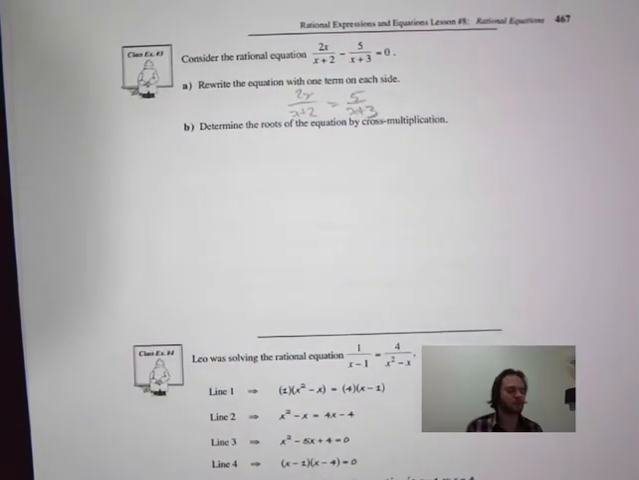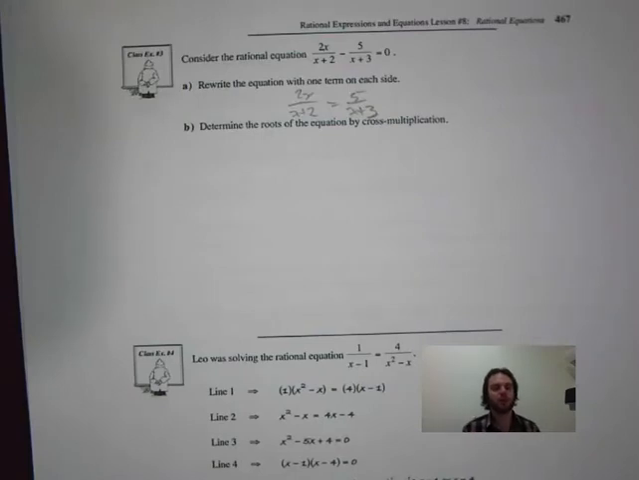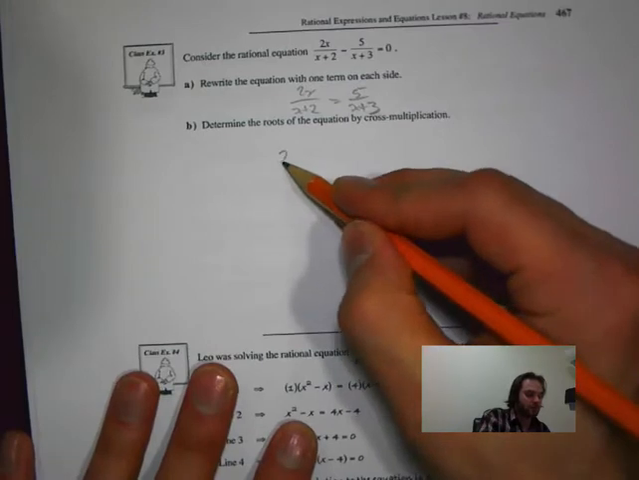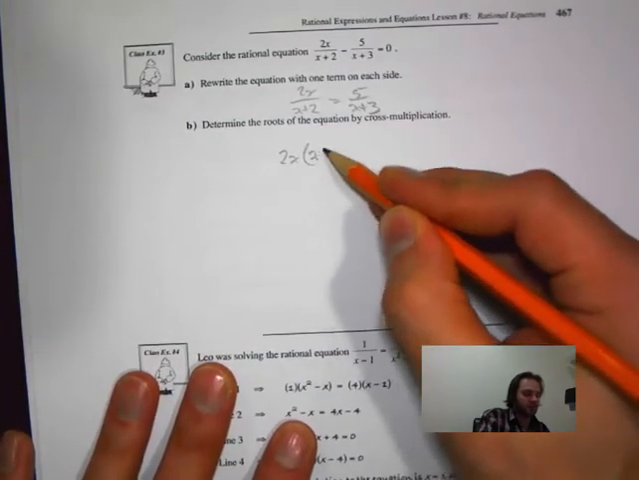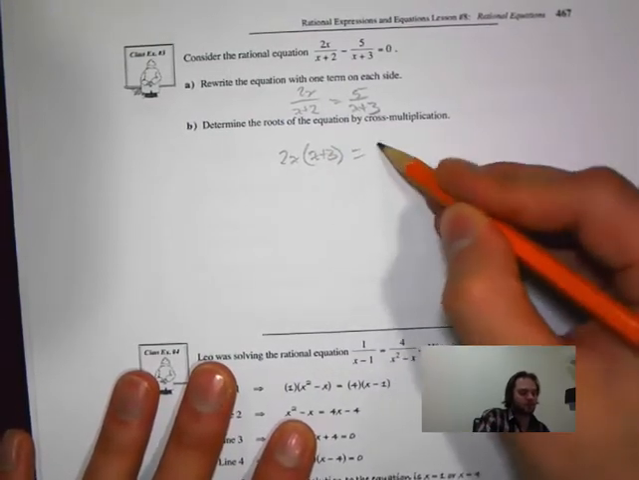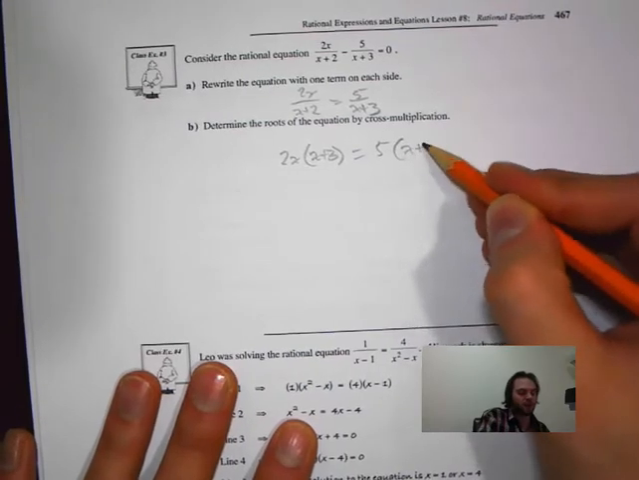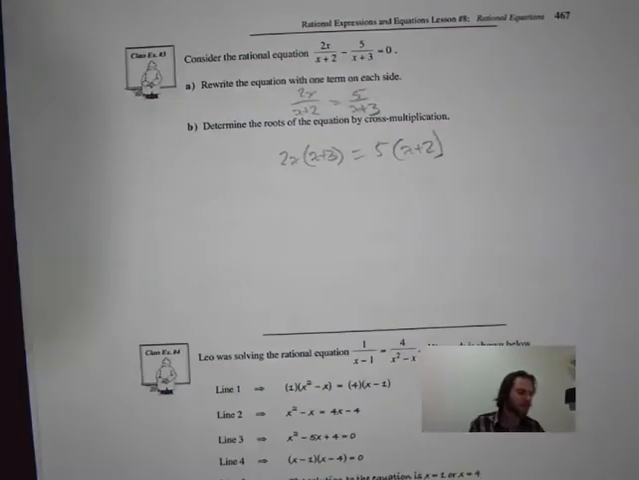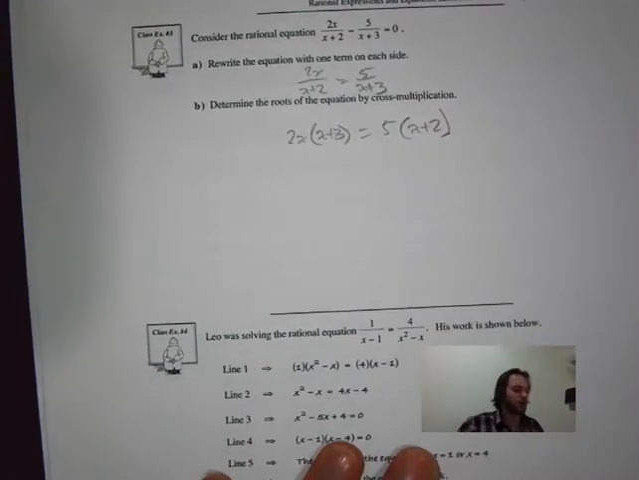Now it says determine the roots of the equation by cross multiplying. So this one wants us to cross multiply. It's the same idea as what we did before. So we have 2x multiplied by x plus 3 is equal to 5 multiplied by x plus 2. We cross multiply, so everything's done, and then we're just going to solve. We're going to do our best to solve.